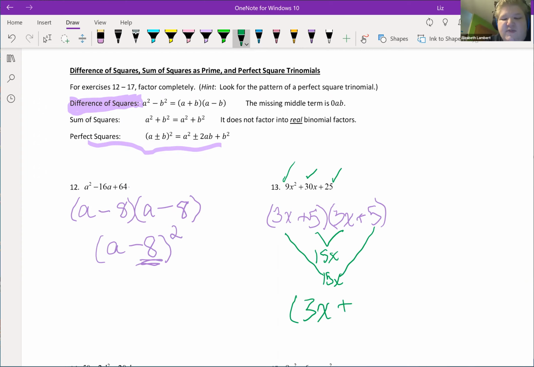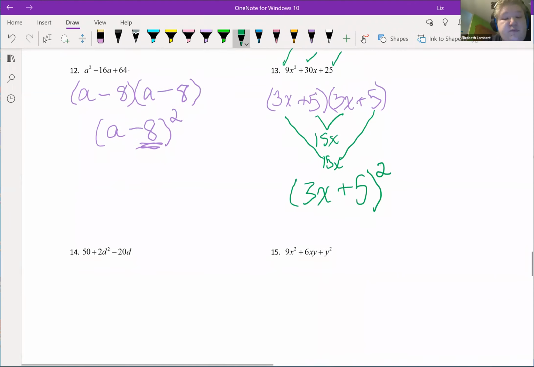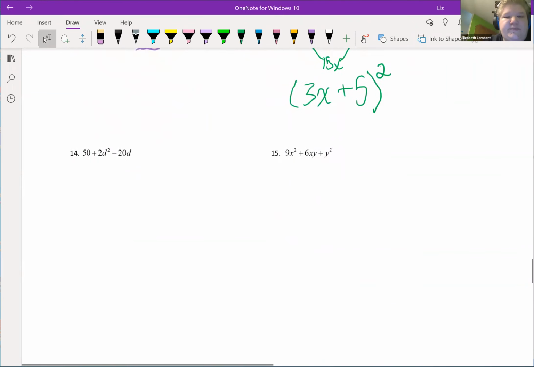3x plus 5 squared. Because we can be lazy. I think Alex may actually force you to write it as a thing squared, but sometimes the directions also give it away that it's going to be a perfect square. So that's why it pays to read the directions. All right.